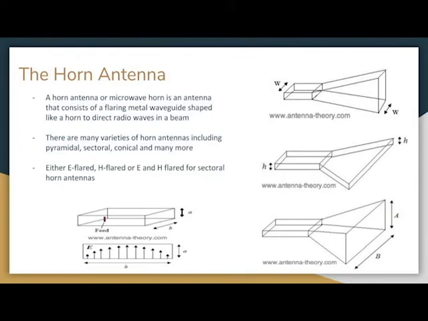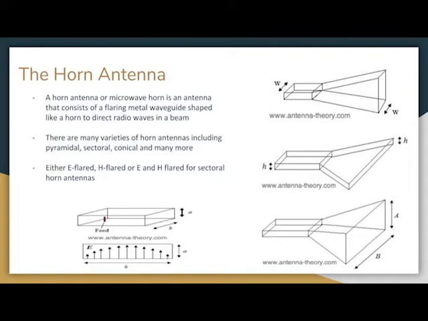The horn antenna, also known as the microwave horn, consists of a metal waveguide in the shape of a horn to direct radio waves in a beam. There are many types of horn antennas, including pyramidal, sectoral, and conical. For sectoral horn antennas, there are three different types. They are either E-flared, H-flared, or flared both in the E and H sections. Although in the market, dual flared sectoral horn antennas are most common.